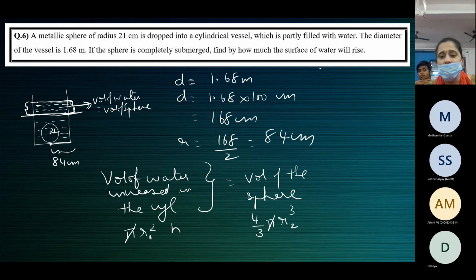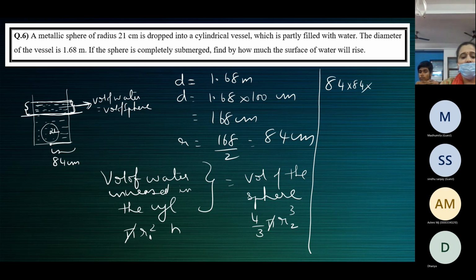Okay, let me continue here. R1 is what? Be careful. Radius of the cylinder. 84. So 84 into 84 into H. You can see your R1 square into H. H is what we don't know. That increase in height we don't know. Into H is equal to 4 by 3 into R2 square. What's the radius of the sphere? 21. So 21 into 20.